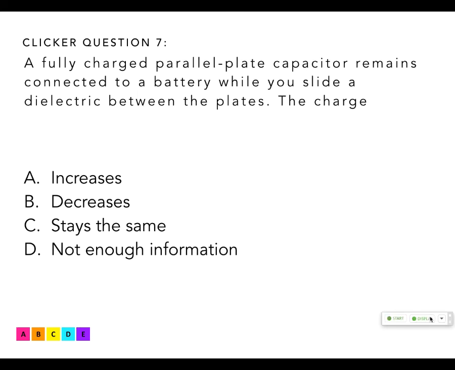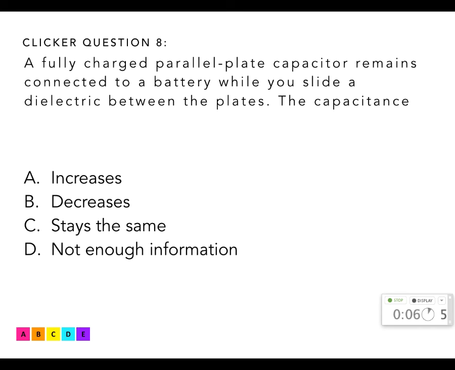Better. So, a fully charged parallel plate capacitor remains connected to a battery, so what doesn't change? Voltage. Voltage stays the same. But capacitance, what happens to that? Does it go up or down? It increases. Capacitance goes up. And this stays the same, so this has to increase for that to be an equality. All right, so it increases. We're going to do this until you guys get these all right. There's a lot of these. We can keep going.